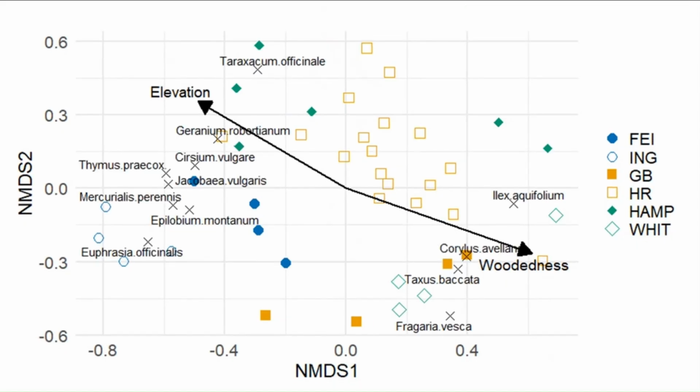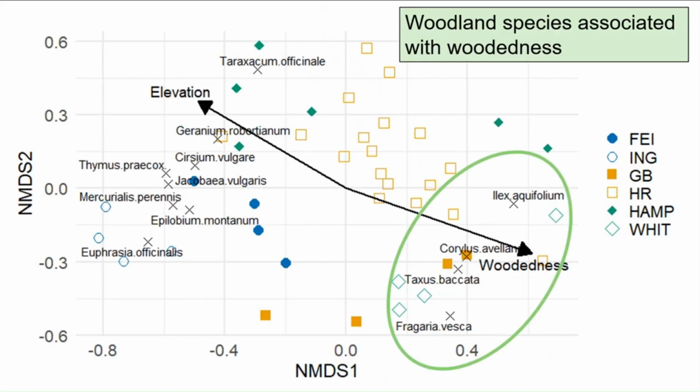And then you can look further and see what species are actually associated with woodedness. So these are the species that are most associated. Hopefully you can read them a little bit at the back, but generally, in this bottom right corner, the species most associated with woodedness are holly, hazel, yew, strawberry. So these are either tree species or woodland species.